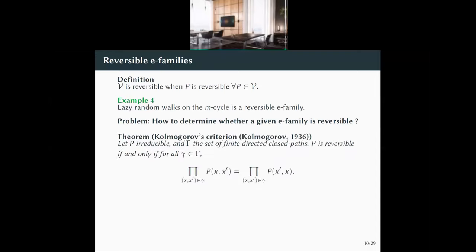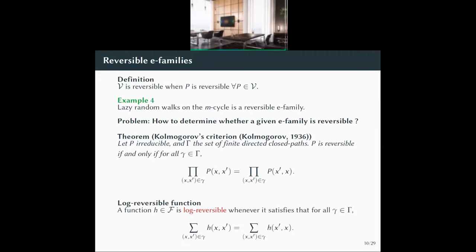First, let me remind you of the Kolmogorov criterion, which is that if now you're given an irreducible kernel, and you're considering the set of all closed paths, then P is reversible if and only if for every closed path, if you walk in reverse, or if you walk in the direct orientation, then the probability will be the same. Now, in the same vein, you can define log reversible functions. So H will be a log reversible function whenever it satisfies the same property, except that it is defined for sums instead of products.